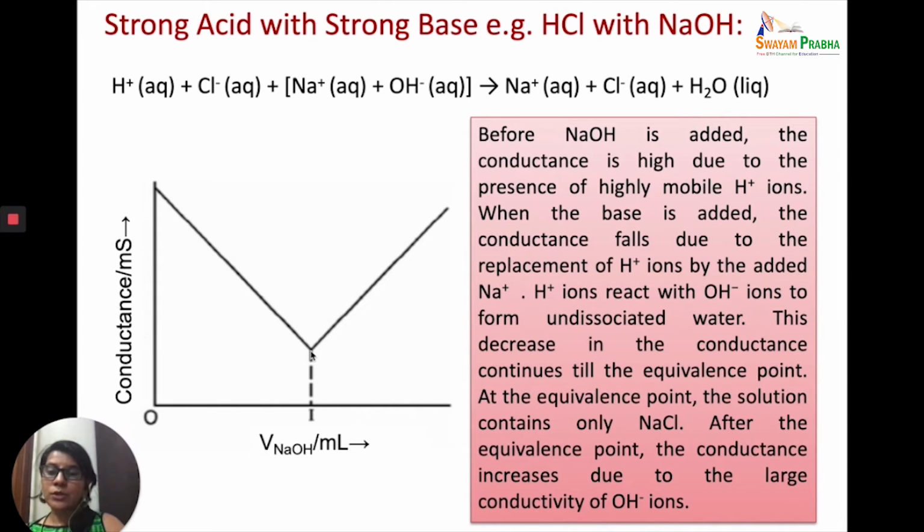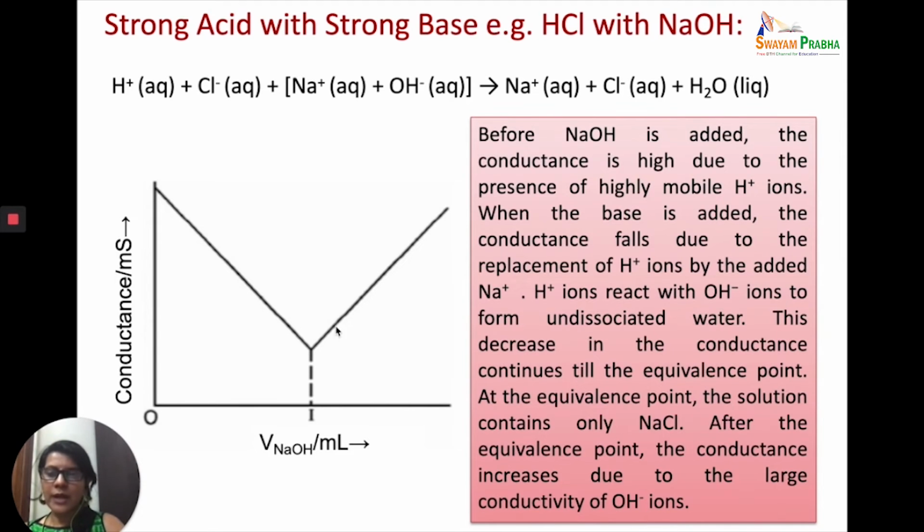Now when you add more NaOH to the solution, the conductance value will start to rise. How do you know this was the bottom? Because after the bottom came an increase. So you need to plot a graph. You cannot know that this is the equivalence point unless you continue to do the titration this way.